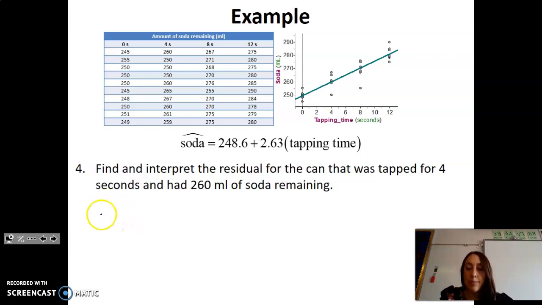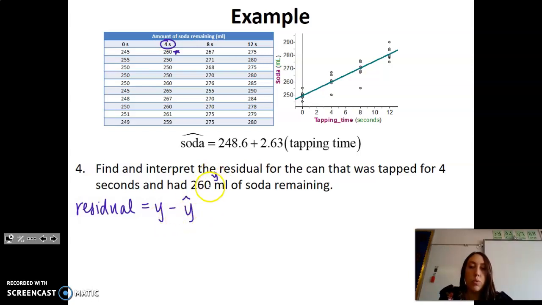All right, the last part of our example was part 4. Find and interpret the residual for the can that was tapped for 4 seconds and had 260 milliliters of soda remaining. We had a couple 260s, but the residual will be the same for any of these guys. So a residual is defined as the observed y minus the predicted y. So y minus y hat.